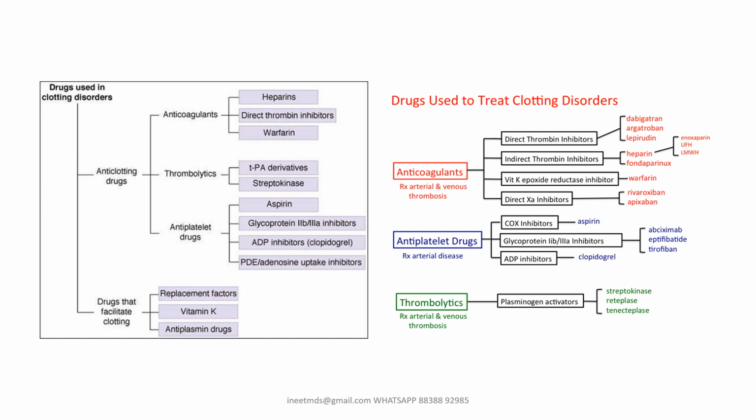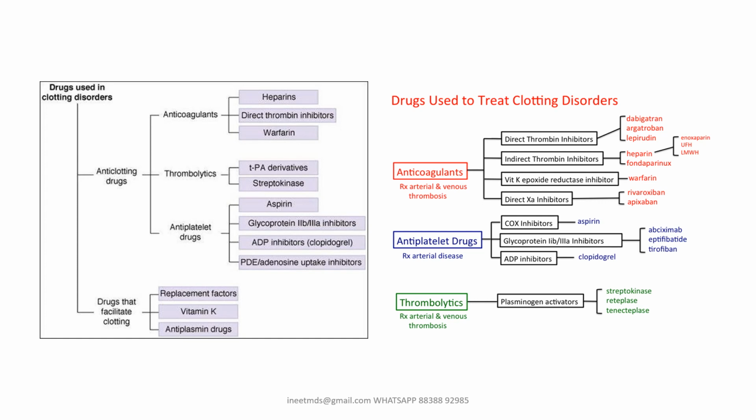Now, the drugs used to treat clotting disorders include anti-clotting drugs, which are anticoagulants, thrombolytics and antiplatelet drugs. Under anticoagulants we have direct thrombin inhibitors, indirect thrombin inhibitors, vitamin K epoxide reductase inhibitors and direct factor 10 inhibitors. Under antiplatelet we have COX inhibitors, glycoprotein 2B3A inhibitors and ADP inhibitors. Under thrombolytics we have plasminogen activators.